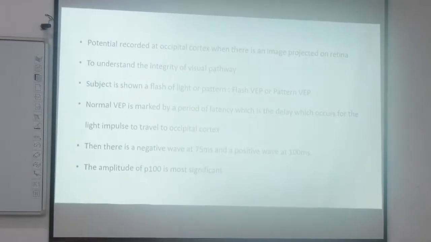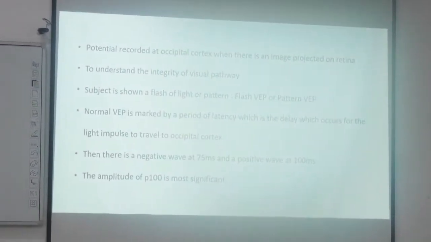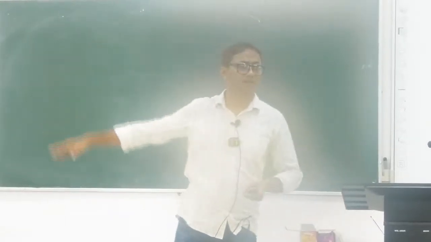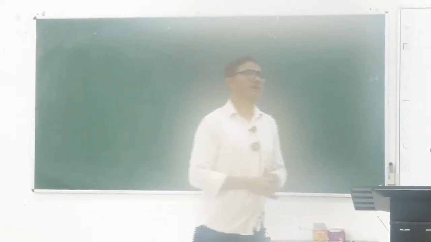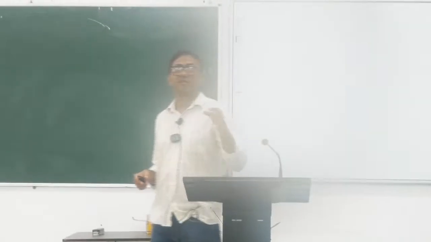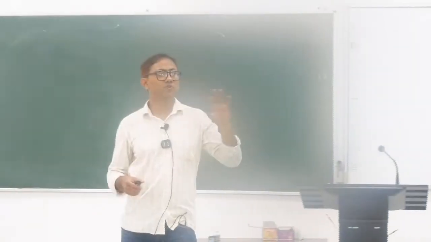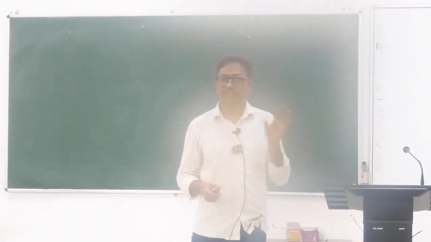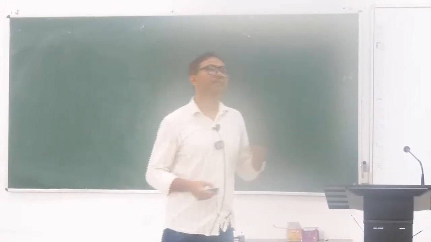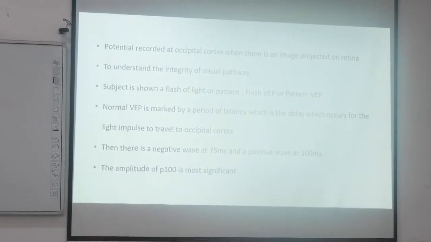The subject is shown either a flashlight or some specific pattern. Okay, black and white stripes, or any kind of pattern you can show to the patient, right? And we classify the test depending on whether a flashlight or a pattern is shown to the patient. If flash is shown, the test is called flash VEP. If a pattern is shown, the test is called pattern VEP. So the subject is shown flash or a pattern, and accordingly it is called flash VEP or pattern VEP.